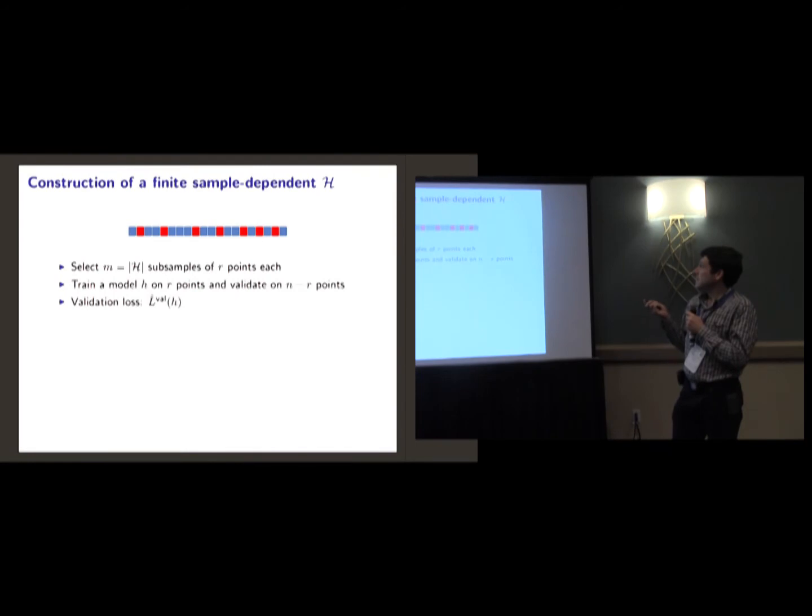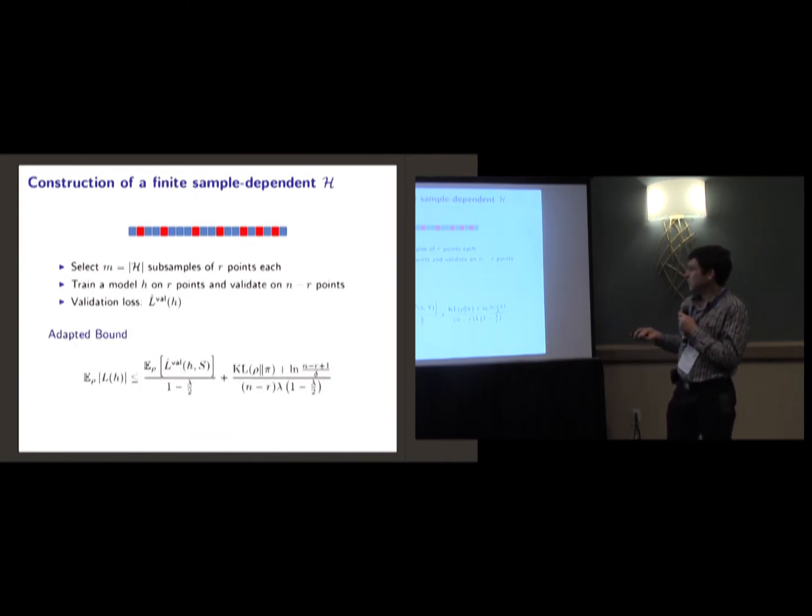What we do is construct a sample-dependent hypothesis space where we take subsamples of size R. So we take m subsamples of size R each, and we train m models, each model trained on R points and validated on the remaining n minus R points. And we look at the validation loss on the remaining points, and we adapt the bound so that it depends on the validation loss, and then there is a correction for the sample size that was used for estimating the validation loss.